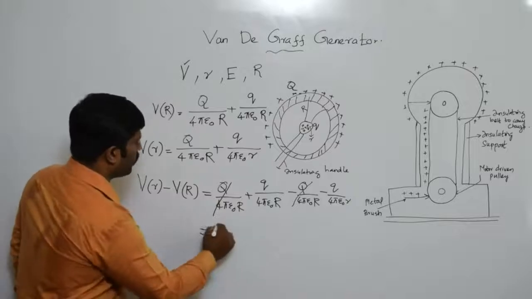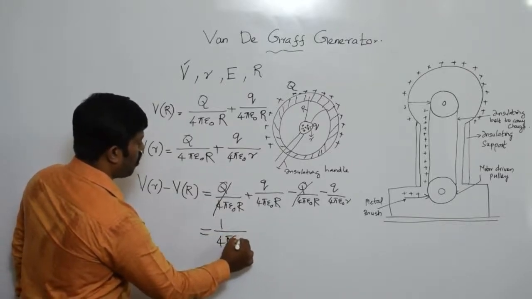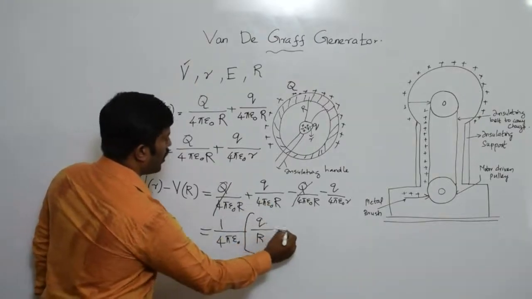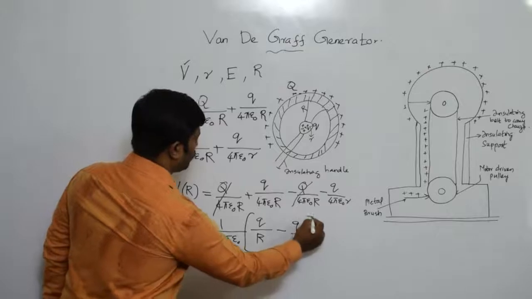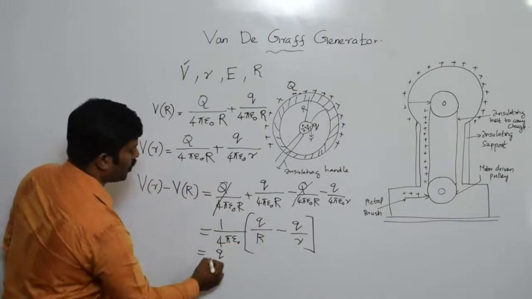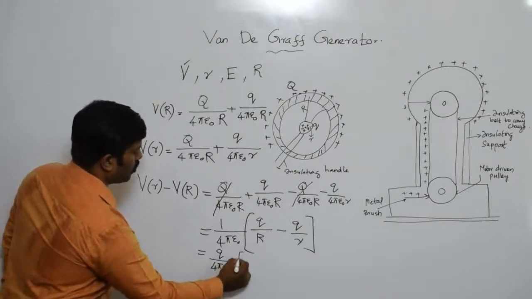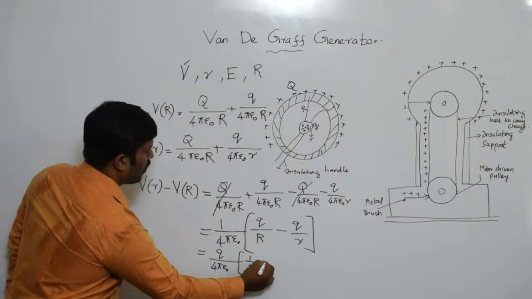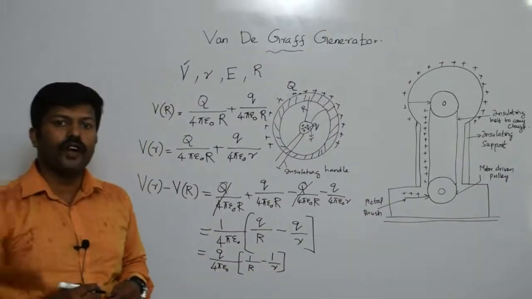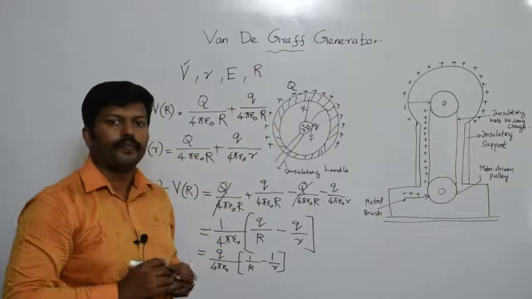So your final answer will be 1 divided by 4 pi epsilon naught into q divided by capital R minus q divided by small r. That is again equal to, you can take this q as common, q divided by 4 pi epsilon naught into 1 by capital R minus 1 by small r. So now this is the potential difference that is generated at this sphere.